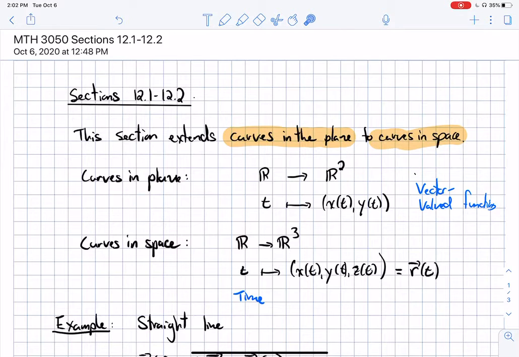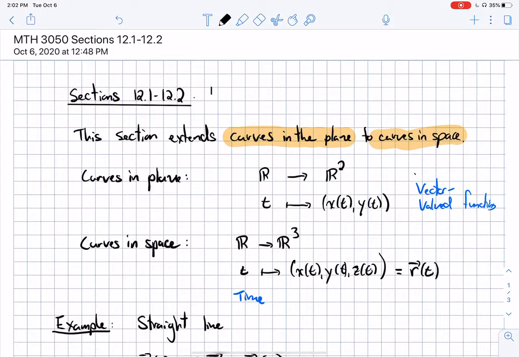This is the video for sections 12.1 and 12.2, and this is going to be a short video because we did most of the work. Essentially we're going to look at curves in space, but it's very similar to curves in the plane that we did in chapter 10.